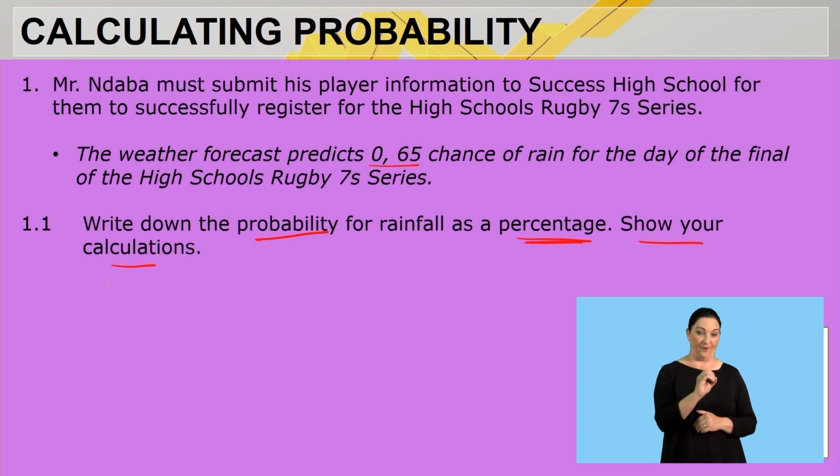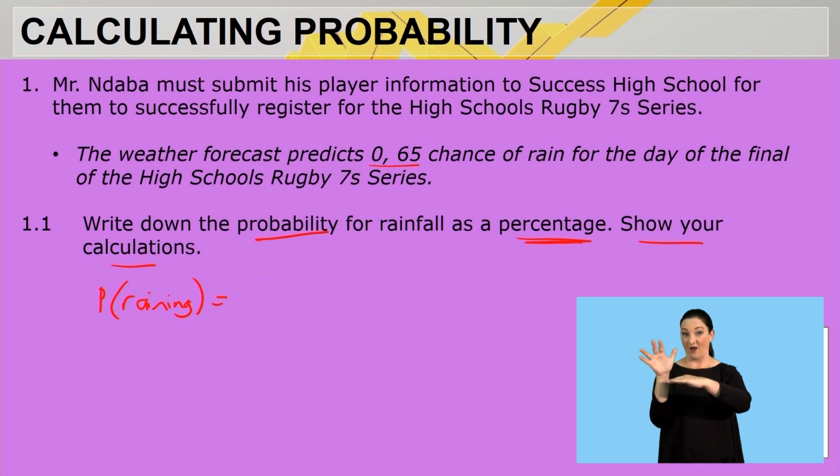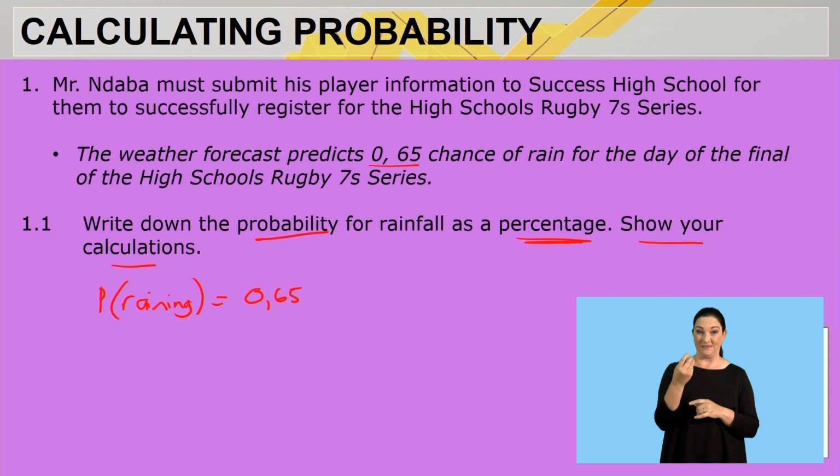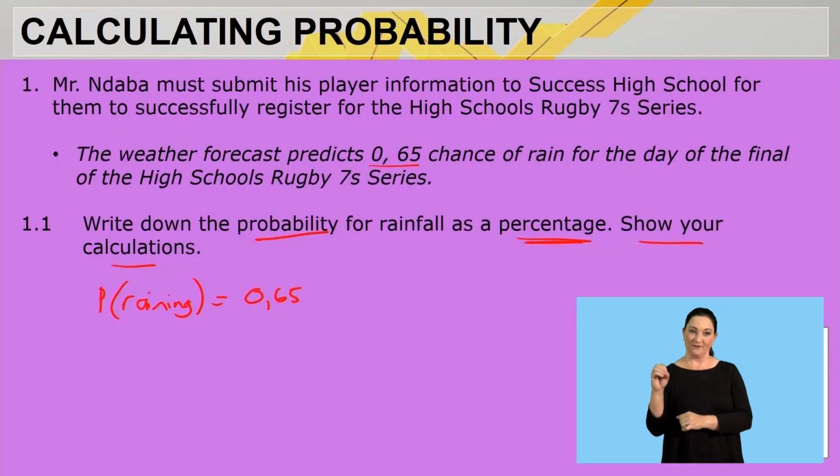I will say the probability of it raining is 0.65. Remember, I'm moving from a decimal number to a percentage. Whenever I want my answer to be in percentage form, I will multiply by 100. So I'll say 0.65 multiplied by 100.